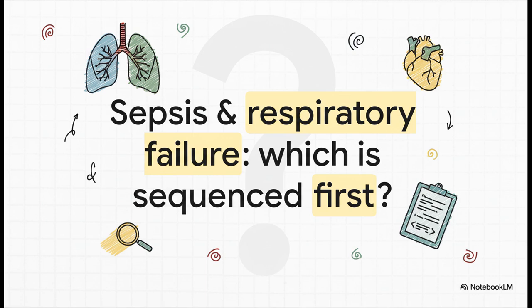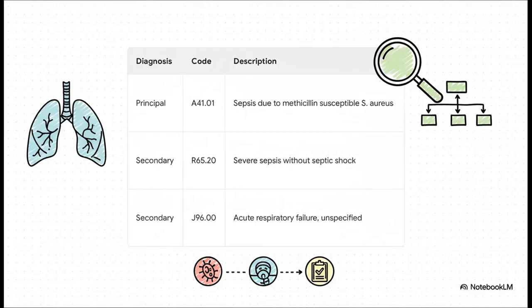So you think you've got it? Let's try a classic curveball. A patient comes in with both sepsis and acute respiratory failure. Both are obviously critical conditions, but which one gets sequenced first? The answer? It's sepsis. And you might be thinking, wait, why? I thought the reason for admission was key. Well, this is where a specific guideline trumps the general rule. There's an instructional note for sepsis that says you have to sequence the underlying systemic infection first. Sepsis is seen as the driver causing all the other organ problems, so it takes the lead.